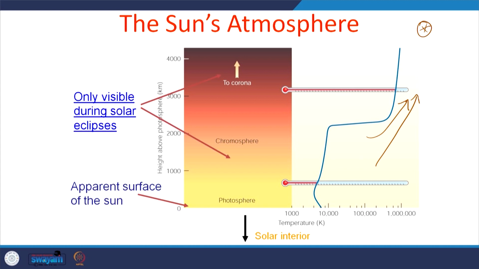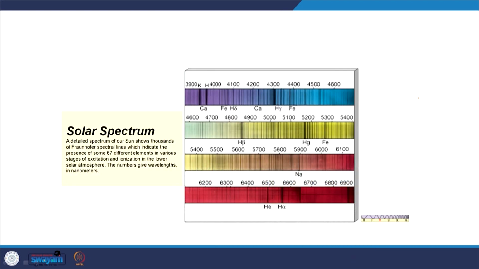After all this, one more important aspect is the solar spectrum. We cannot understand all these things if we do not have a spectrum. Spectroscopy is the method by which we can probe anything which emits energy. The solar spectrum is a detailed spectrum of the sun, and it shows thousands of Fraunhofer lines which indicate the presence of some 67 different elements in various stages of excitation.